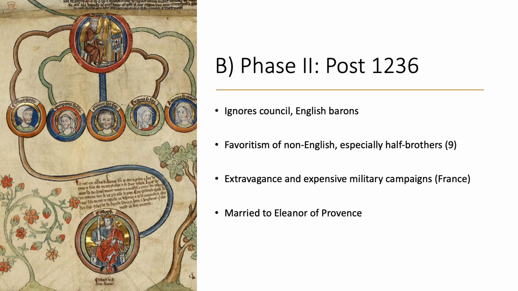A number of those children then go to the royal court in England. They ingratiate themselves with Henry. He gives them a lot of land, a lot of titles, and a number of the other nobles in England become increasingly resentful of that.